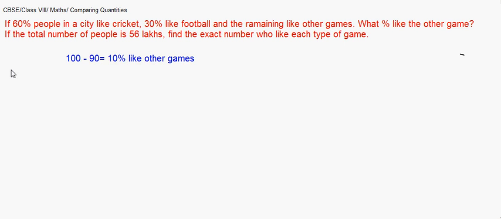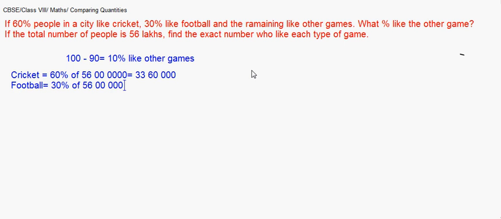Sorry. So the cricket is liked by 60% of the people. So 60% of this 56 lakhs. If I calculate, I think I'm getting 33,60,000, right? And then football is liked by 30% of the people. So it is 30% of 56 lakhs. That's giving me 16,80,000. And obviously the rest is only 10% we have calculated.